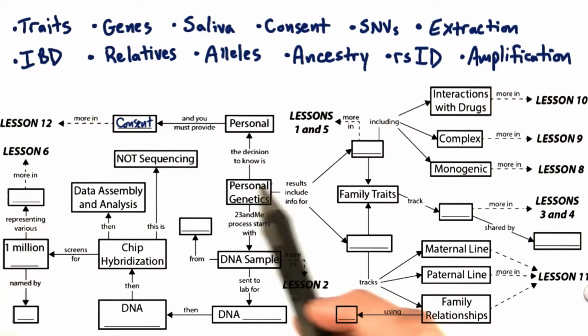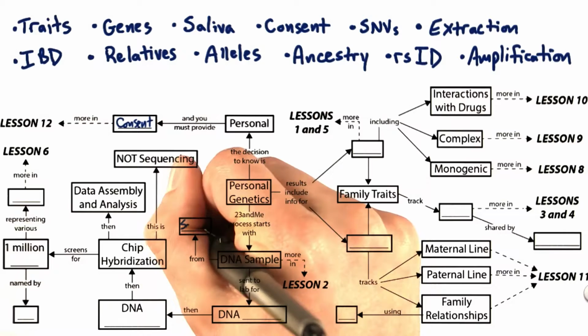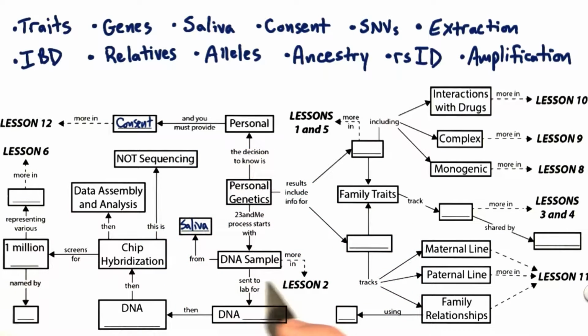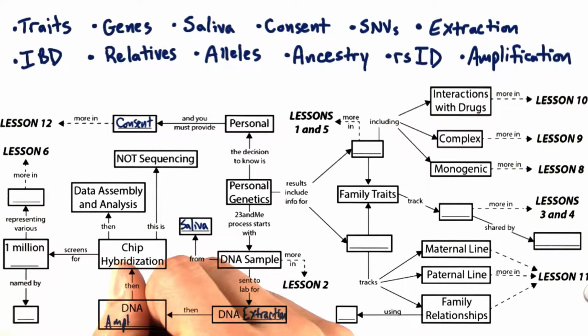Now, if we want to learn more about our personal genetics, the 23andMe process starts with a DNA sample obtained from our saliva. Now, we can learn more about DNA. We learned about the basics in Lesson 2. Now, the DNA sample in saliva is sent to the lab for DNA extraction. And then there's a step of DNA amplification. After amplification, the sample will be hybridized on a chip.